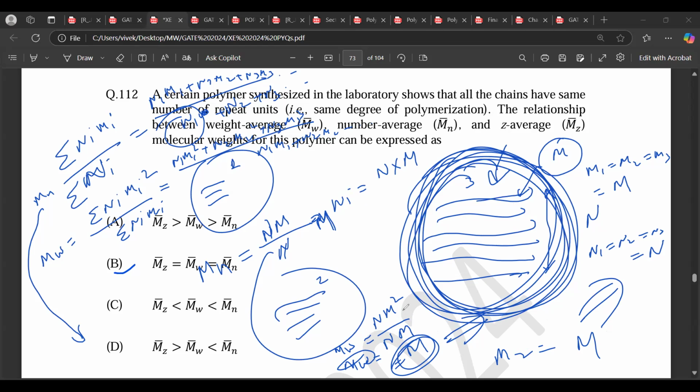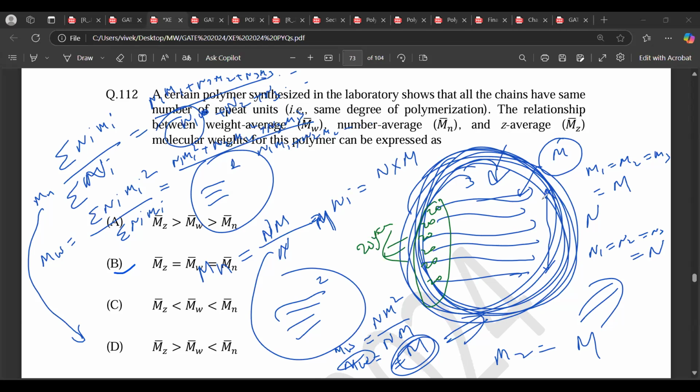Why is it coming the same everywhere? For example, let's say you have 10 students, each having an age of 20 years. What is the average age? 20 years. Because if you add all of them and divide by the number, you'll get 20 only, right?